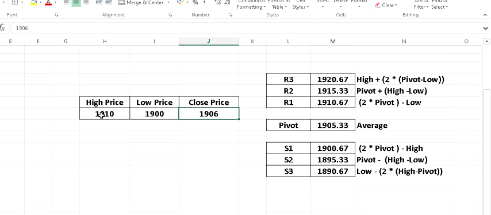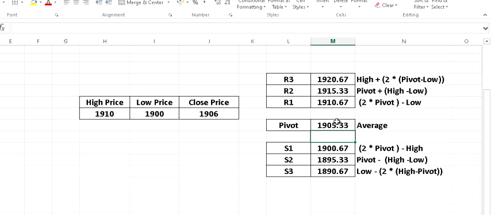Now let's say the high price is 1910, the low price is 1900, and then the closing price is 1906. So to calculate the pivot, this is the pivot. Okay, you find the average of these three. You add the three values, you divide it by 3. Okay, and that will give you this. The calculation is here. You add the high price plus the low price, and then the close price, divided by 3. That will give you the pivot point.